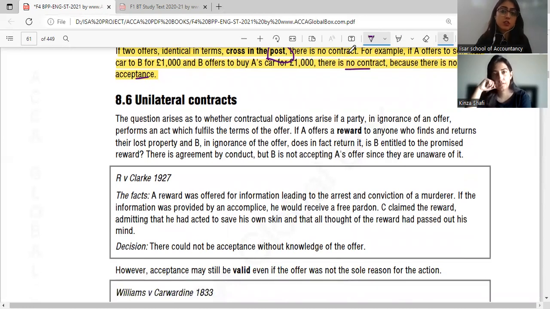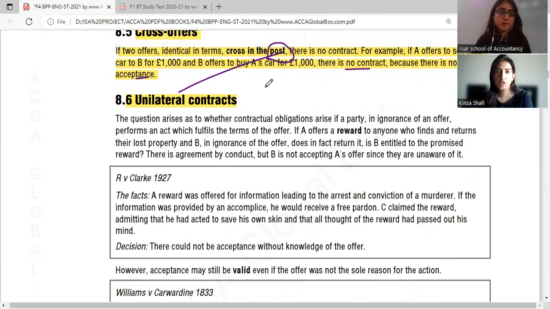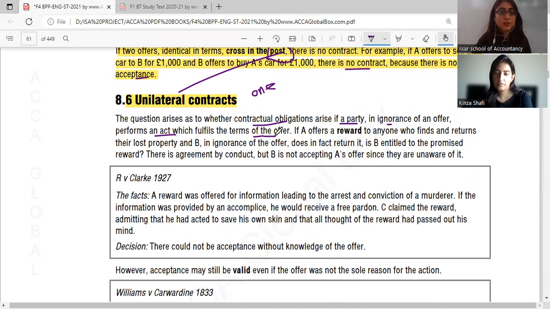Next, unilateral contracts. What are unilateral contracts? Now, by the name itself, it suggests something. Can you tell? Uni means one. Lateral means one. That means it is a one-sided contract. Now, one-sided how? The question arises as to whether contractual obligations arise if a party, in ignorance of an offer, performs an act which fulfills the terms of the offer.